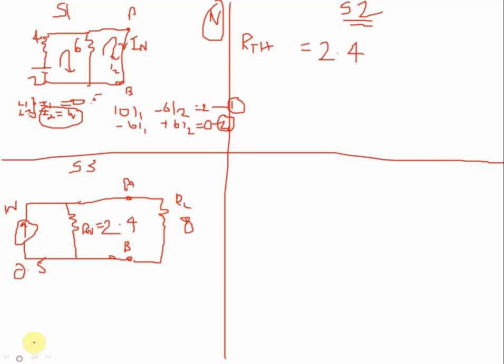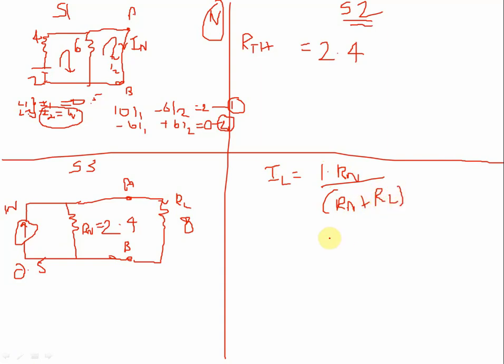Then from that you will find out the load current. Where is the load? This is the point. So what is the formula for load current? Current division rule. IL is equal to I multiplied by Rn divided by, open the bracket, Rn plus RL.